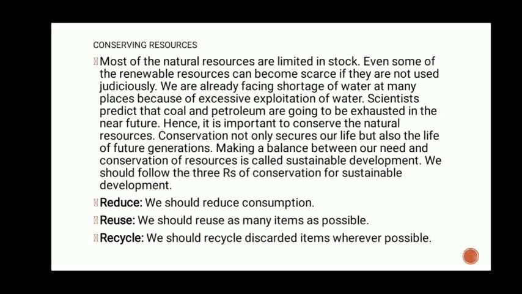How do we achieve this? It can be achieved using the 3 R's. One is reduce, the second one is reuse, and the third one is recycle. Reduce the consumption, reuse wherever possible, and recycle discarded items wherever possible. This will help us to conserve resources.